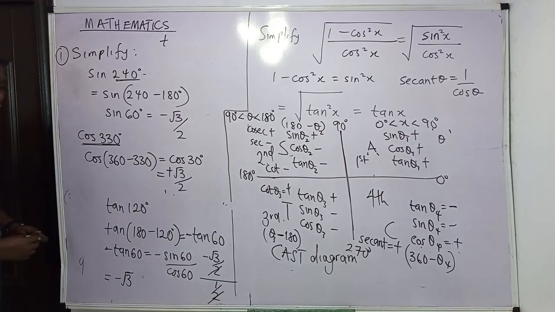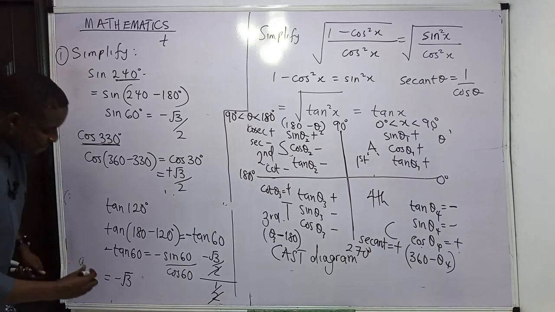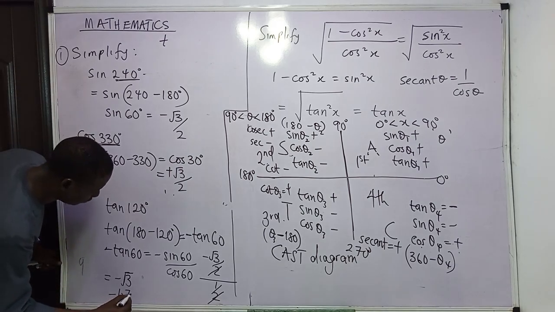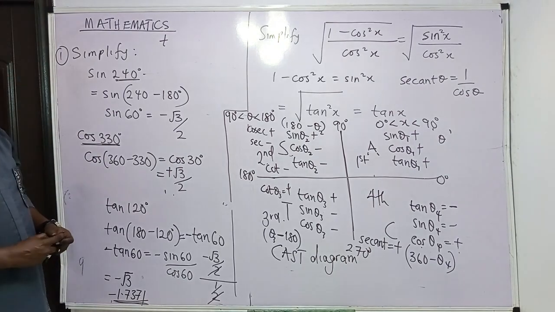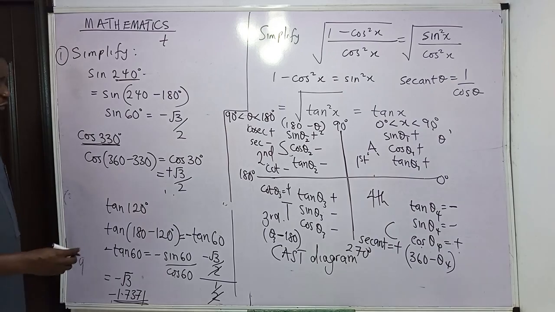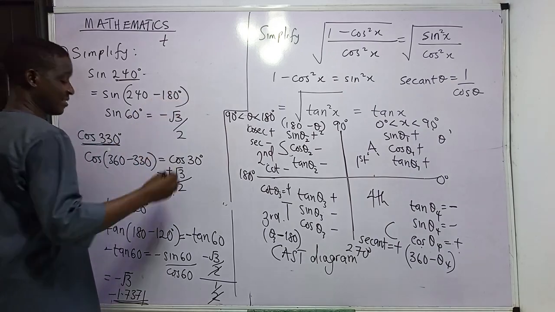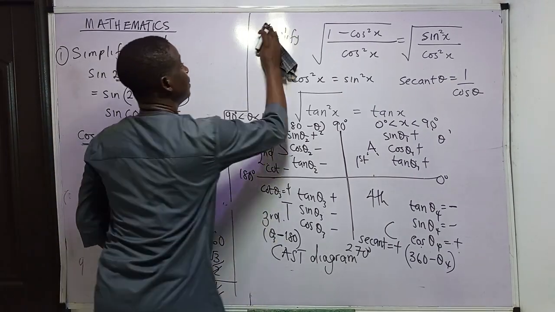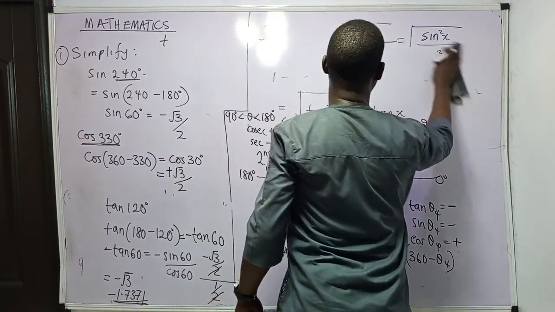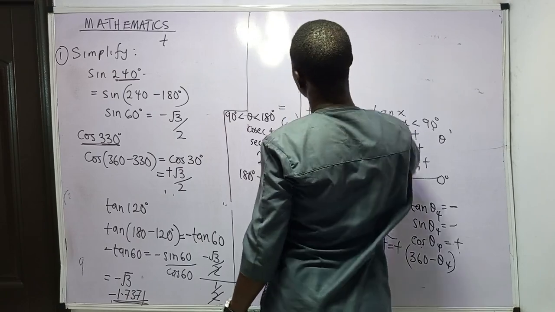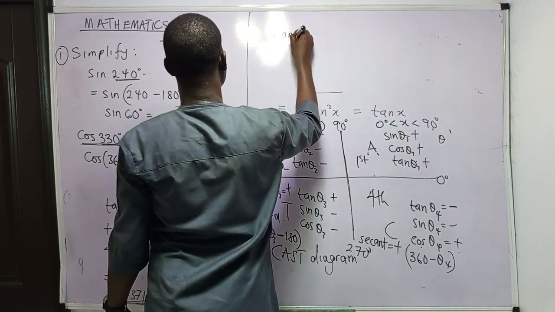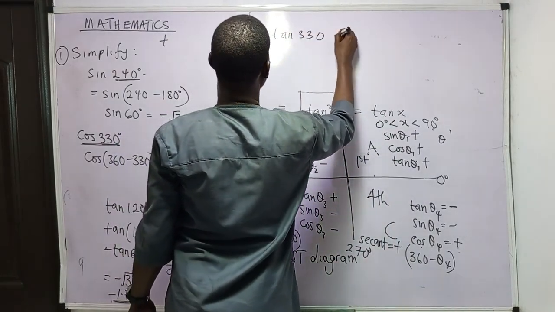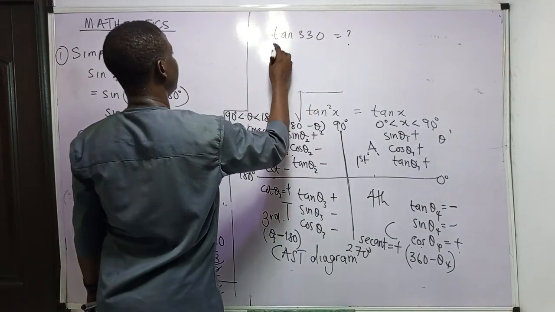So if you press your calculator, tan 120 is minus 1.7371. That's what I want to have as the answer. You can press that. Then try to do this one for me. It's an assignment. Do tan 330, what will be your answer?